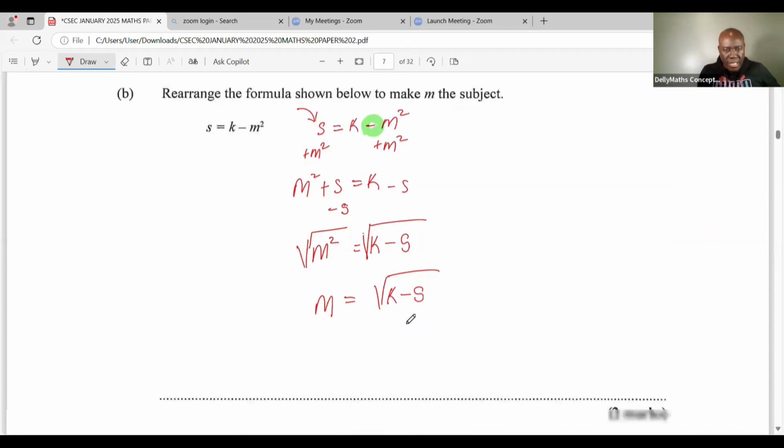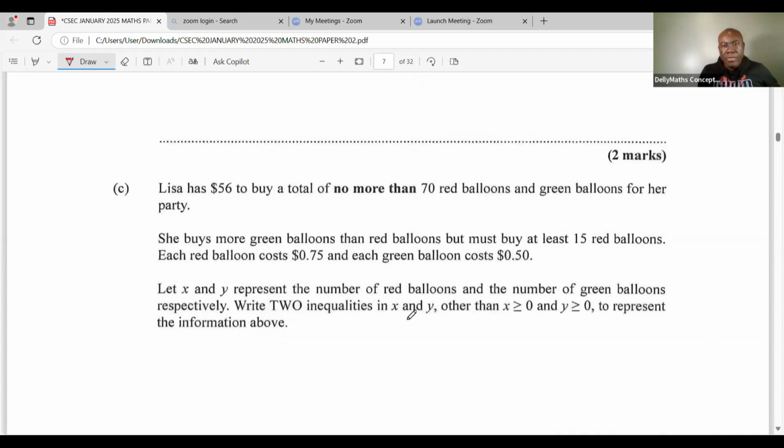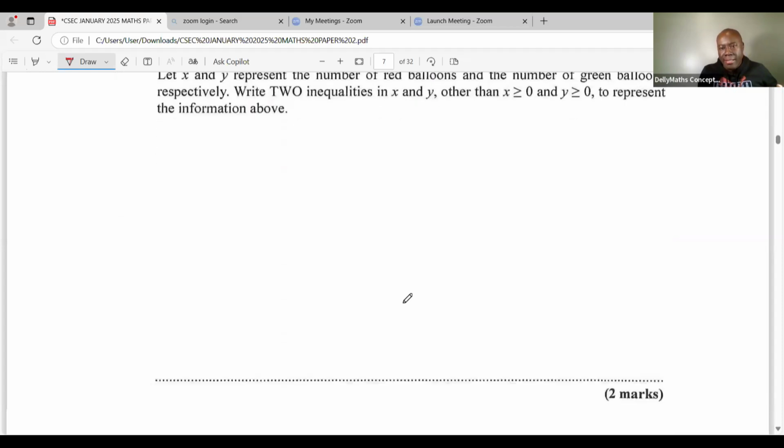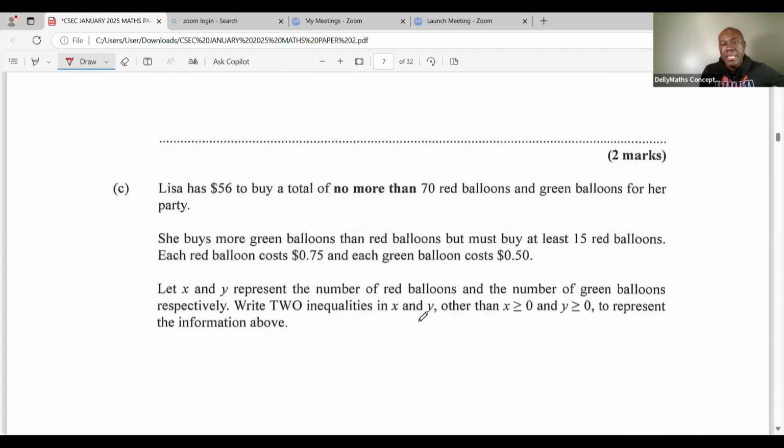All right, let's keep going. For this second question, maybe the last, I'm not sure. For the C part of the question, it says, Lisa has $56 to buy a total of no more than 70 red balloons and green balloons for her party. She buys more green balloons than red, but must buy at least 15 red balloons.